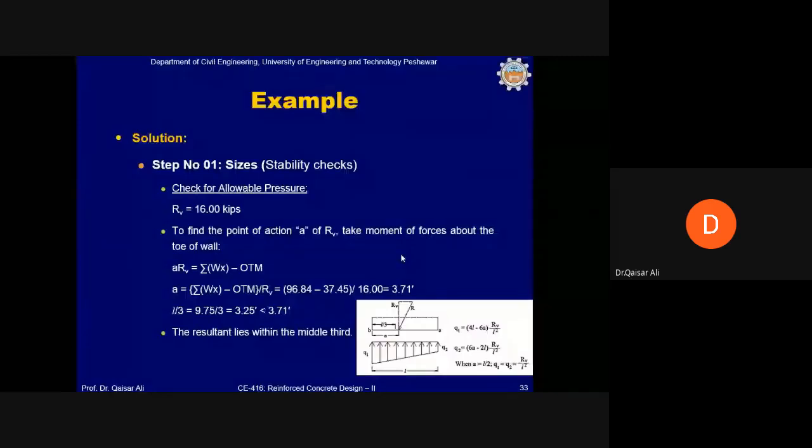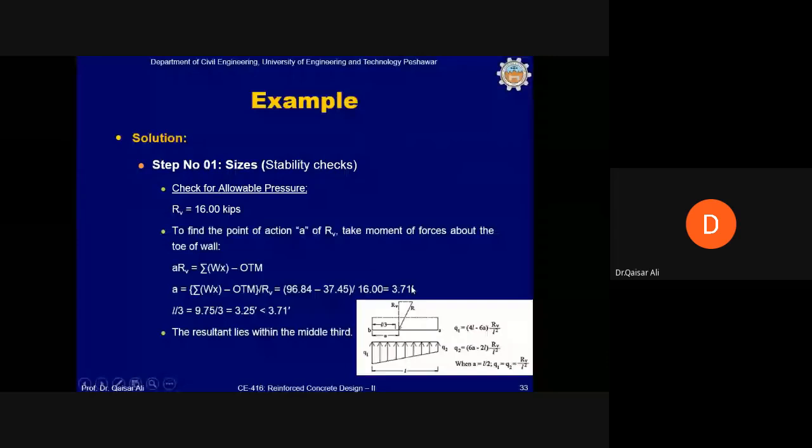Next, we will calculate small a, which is the location of the resultant R from point B, which is the tip of the toe. And we have demonstrated this in the previous slide. This can be done by this equation: a is equal to the summation of Wx minus the overturning moment, divided by R. This comes out to be 3.71 feet.